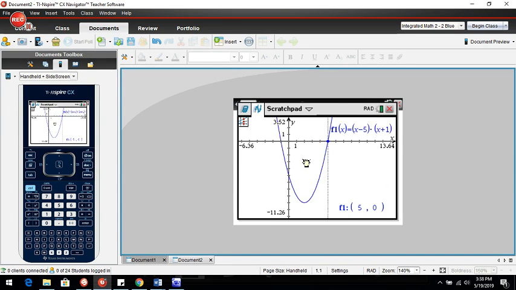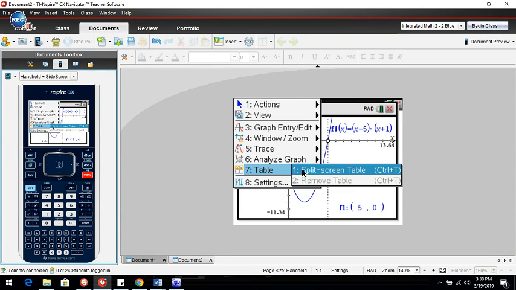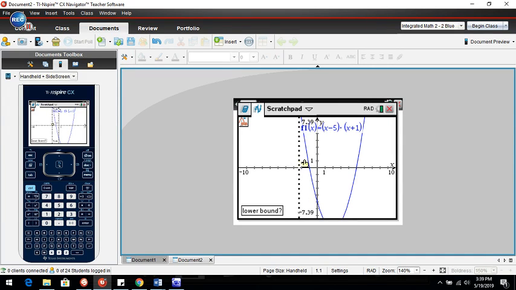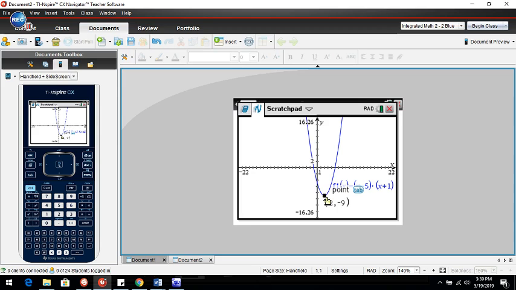To get that vertex, you can use your calculator. We've done that before. I'll show you a few ways of doing this. So you could do menu, analyze graph. In this case, it's the minimum, it's the lowest value. I'm pressing enter on lower bound, then I'm dragging that dotted line, pressing enter, and there's my point.